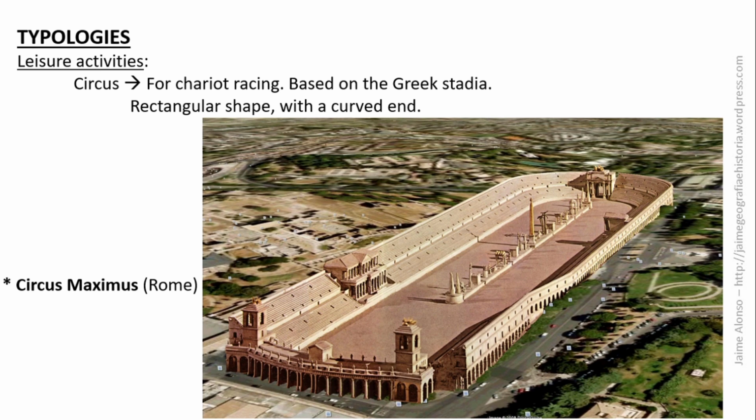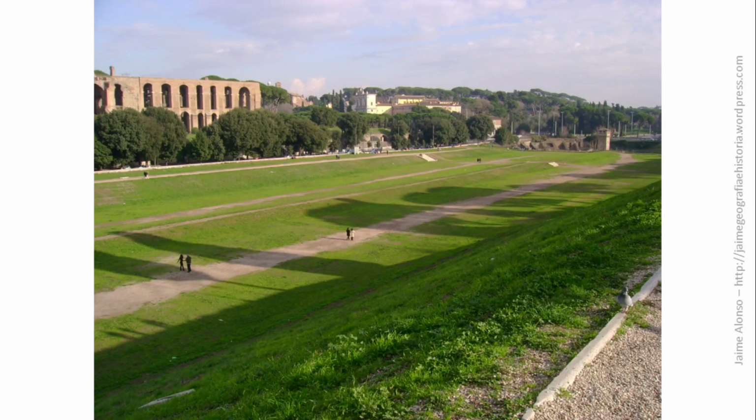This is a reconstruction of how the Circus Maximus in Rome would have looked like, and this is the actual state of the place. It was huge. It hosted more than 100,000 people.